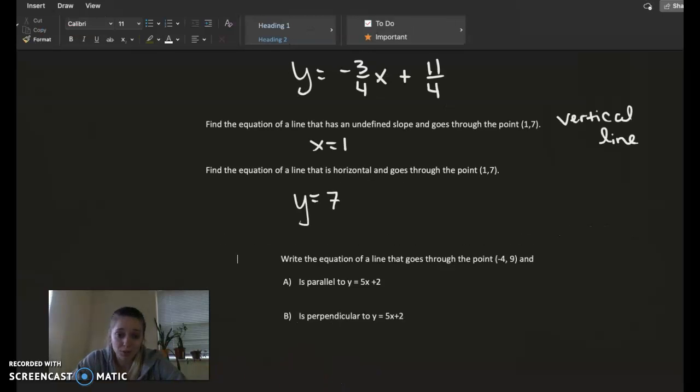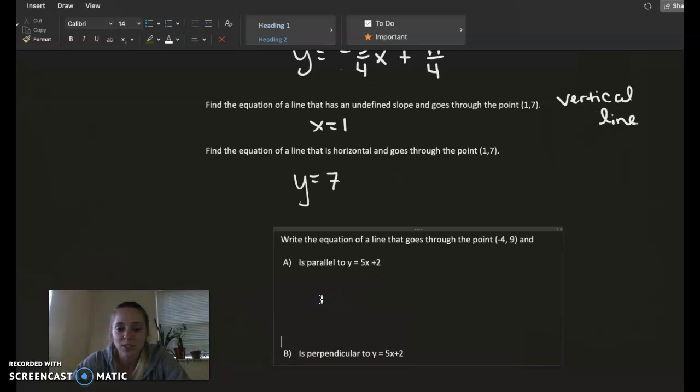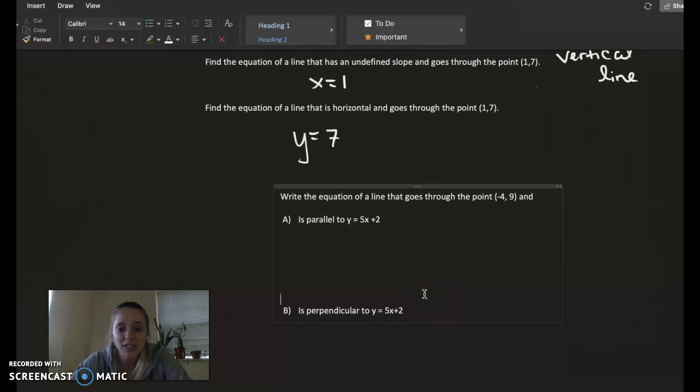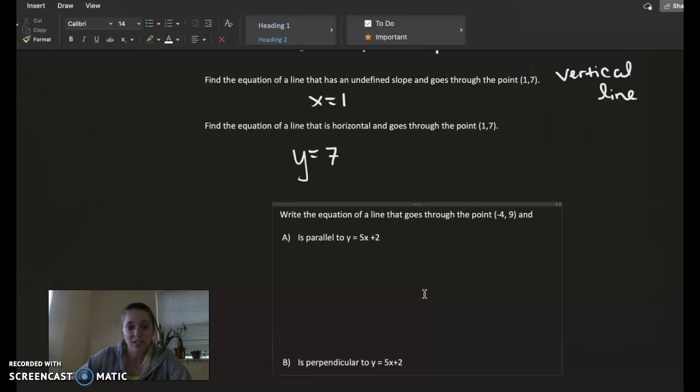You could also be asked to write the equation of a line that has to do with lines that are perpendicular or parallel to it. So in this problem, I have write the equation of a line that goes through the point negative 4, 9, and A is parallel to y equals 5x plus 2, and B is perpendicular to y equals 5x plus 2. So same line, just one time we're looking for a line that's parallel to it, and the other time we're looking for a line that is perpendicular to it.